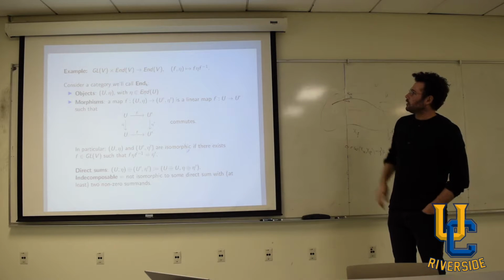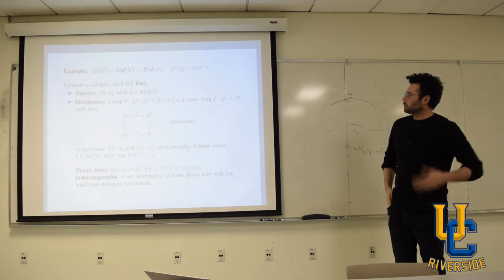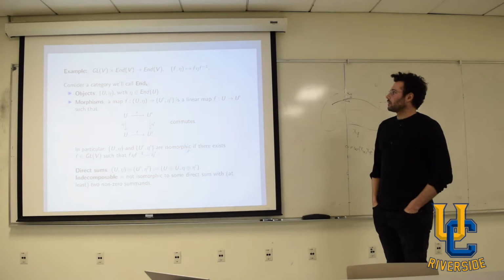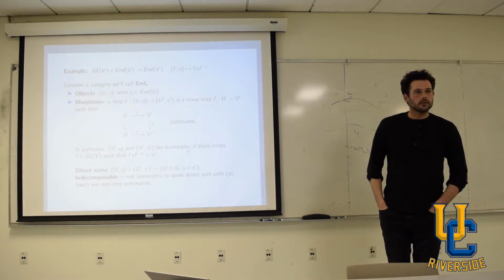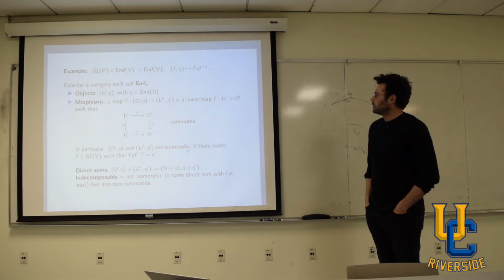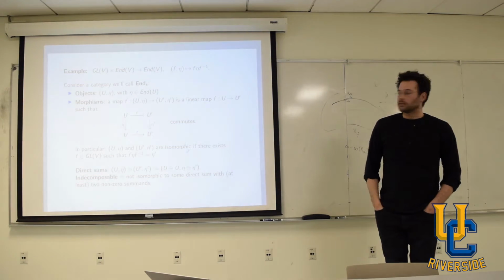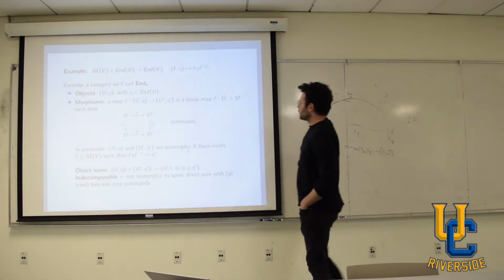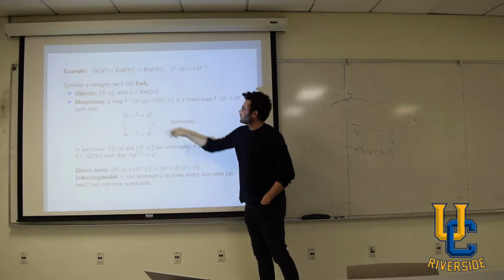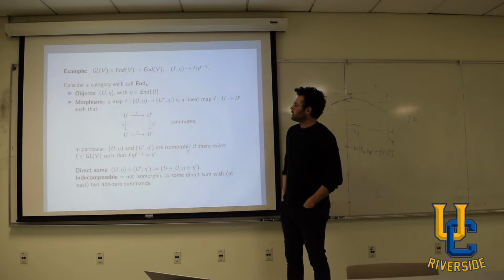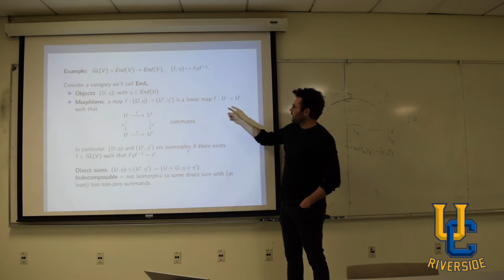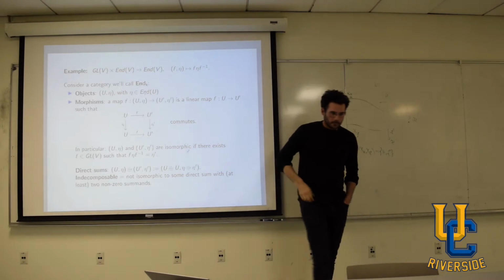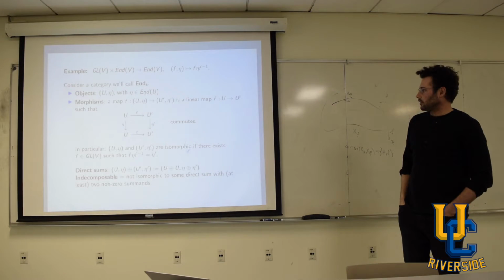So instead of just looking at these actions by conjugation, for a fixed V, I want to look at all possible vector spaces. So I look at a category where the objects are vector spaces together with an endomorphism. And a morphism between two such endomorphisms is a map F from U to U prime, which connects the respective endomorphisms like this diagram. When F is an isomorphism, then we have something like conjugation. When U and U prime are the same, then this is conjugation on the nose.